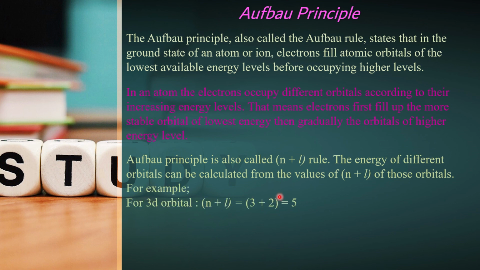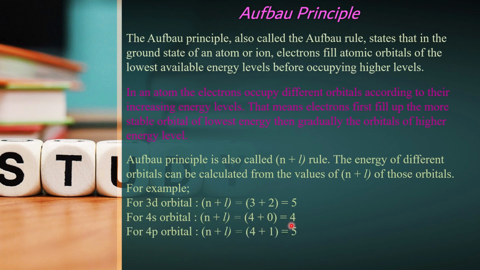For example, for the 3d orbital, N is 3, and for the d orbital L is 2. So the N plus L value equals 5. For the 4s orbital, N plus L is 4 plus 0, since for the s orbital the secondary quantum number is 0. So it comes to 4. And for the 4p orbital, N plus L equals 4 plus 1, since for the p orbital L is 1. So it again comes to 5.